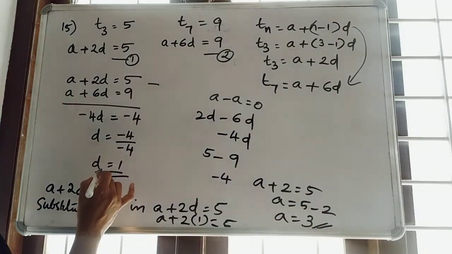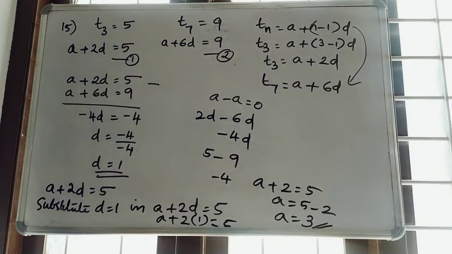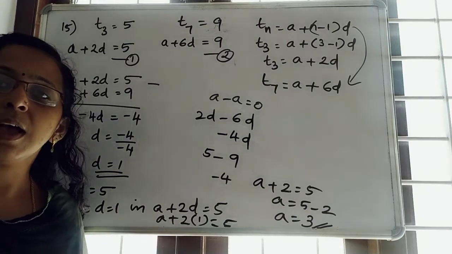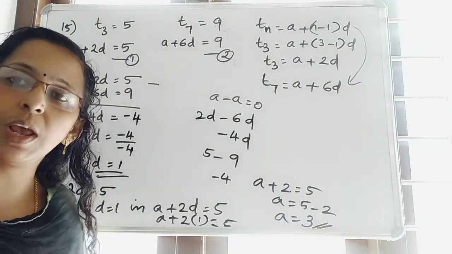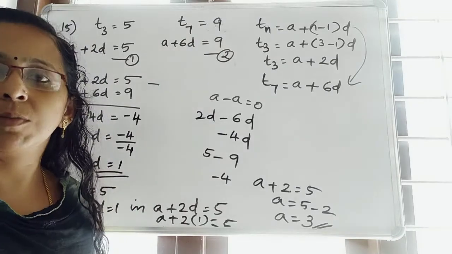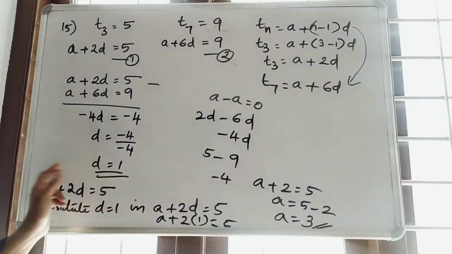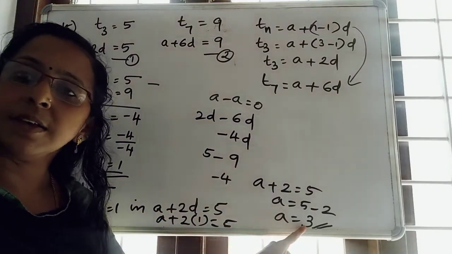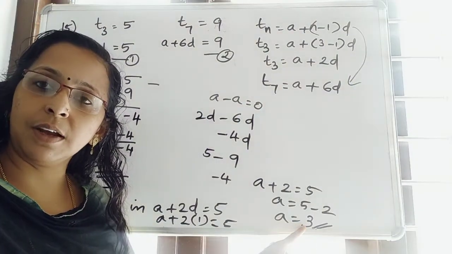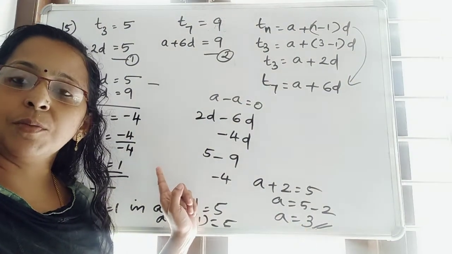So we got D is equal to 1 and A is equal to 3. What is our question? Our question is determine the arithmetic progression. That means we want to find the AP, that sequence we want to find out. So first term, now we got it as A, A is 3. How can we find the second term? Add the first term with the common difference.